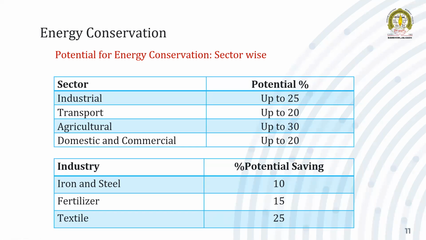And if you look at the type of industry, the energy conservation potential is more where the consumption is large. So definitely in the iron and steel industry, the electrical consumption is very large. Therefore, the potential of saving is also very attractive. So in the iron and steel industry it is 10%, whereas in fertilizer it is 25% and in the textile industry it is 25%. So these are some potentials, or some thrust areas where again we can do energy conservation.